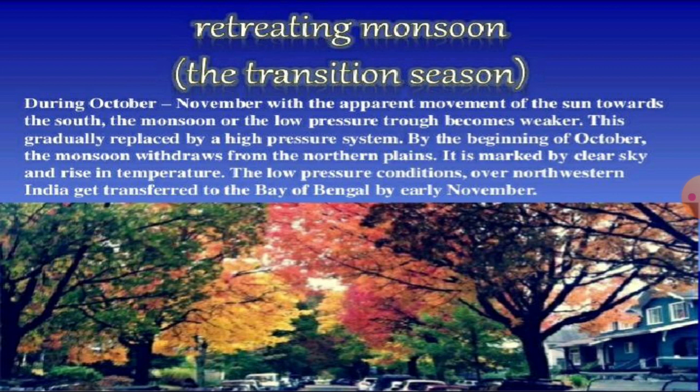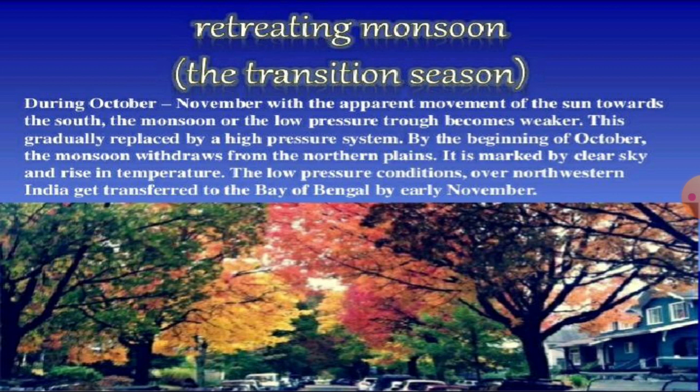Now let us talk about the retreating monsoon or the transition season. During October and November, with the apparent movement of the sun towards the south, the monsoon trough or the pressure trough over the northern plains becomes weaker. This is gradually replaced by a high pressure system. The southwest monsoon winds weaken and start withdrawing gradually. We have discussed this at the start of this part. By the beginning of October, the monsoon withdraws from the northern plains.